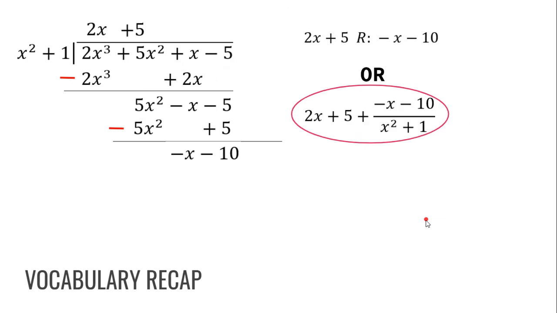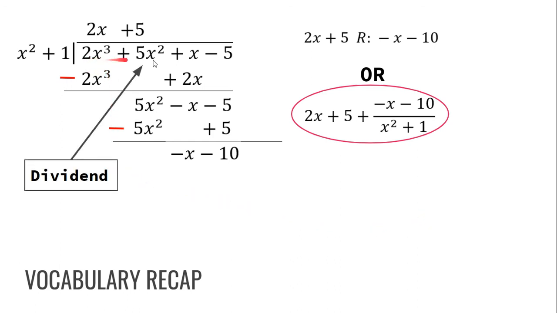Okay, so just like a quick vocabulary recap, because it's important that we can refer to all of these terms in the appropriate way. So again, the number that you're dividing into is called the dividend. Okay, so that is the number underneath your division sign. It's what you're dividing into. If you write your division as a fraction, it would be the numerator. It would be the polynomial on top.